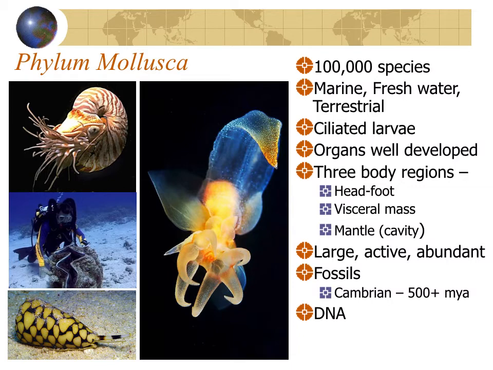And the really advanced ones are like the octopus and squid and cuttlefish. These, like annelids, have ciliated larvae and well developed organs, but they also have three body regions: a head, foot, a visceral mass, and then they have an unusual feature called a mantle, which has its own body cavity. And most of these have shells and are relatively inactive, but some are large and active and abundant, particularly the squid and octopi. Their fossils go all the way back to the Cambrian, and DNA suggests they're closely related to annelids and are fairly complex.